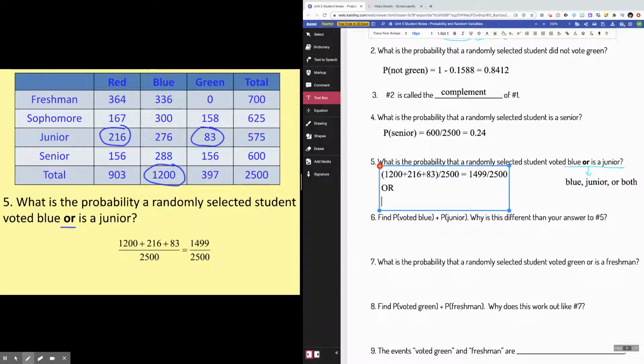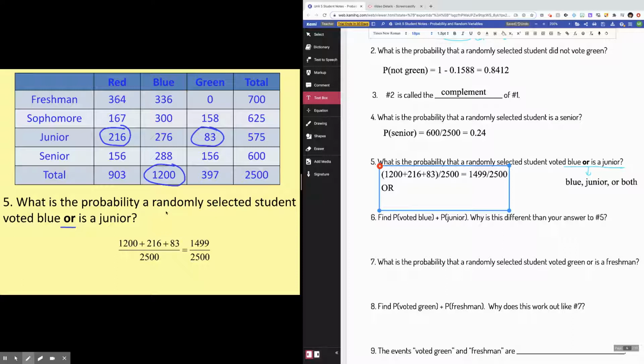Or there's another way, which I personally think is a little bit more efficient, because it will work no matter how big your two-way table is or how many instances in each category that you have, right?